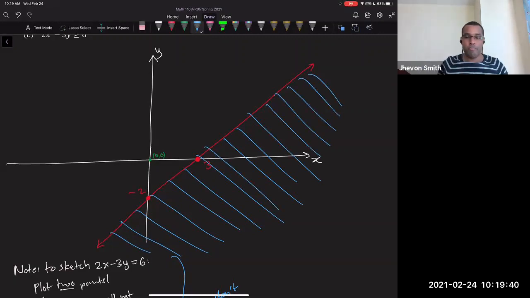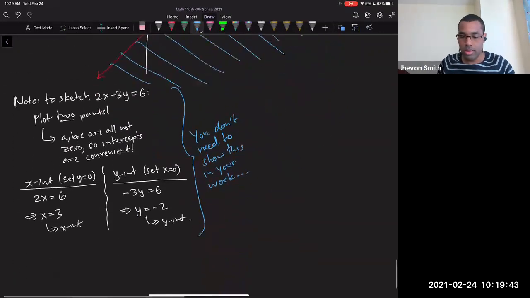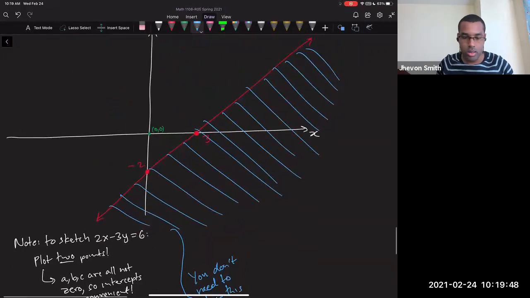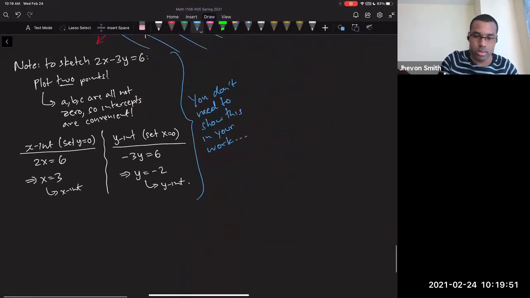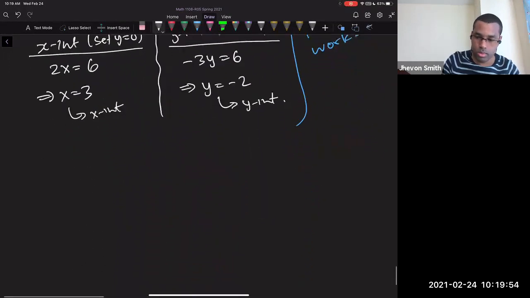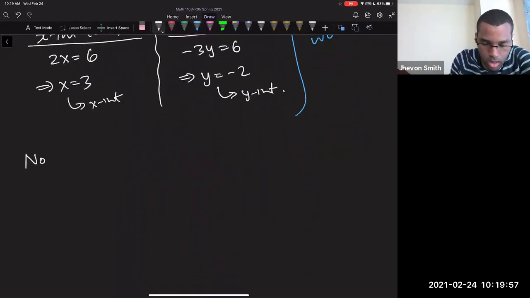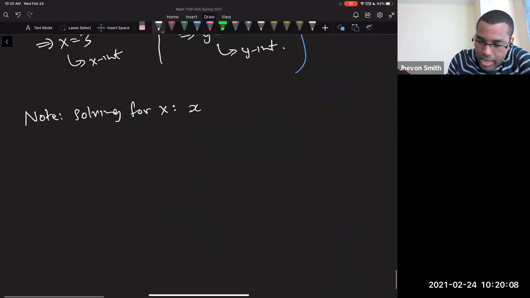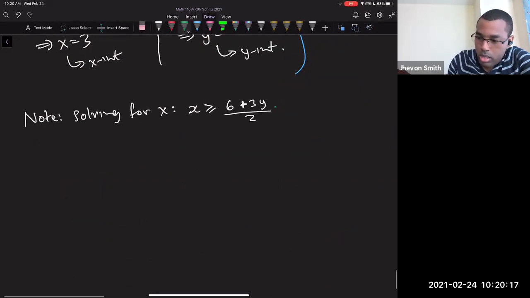Solution is there. Now, again, also note, solving for x, which is probably the easier one to solve for in this situation, I would get x is greater than or equal to 6 plus 3y all over 2. So that tells me to shade to the right.